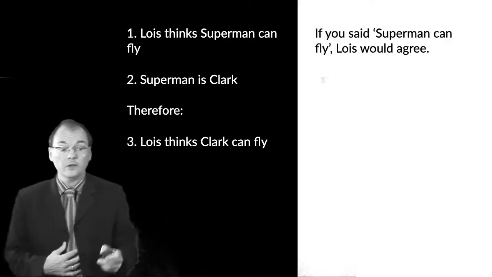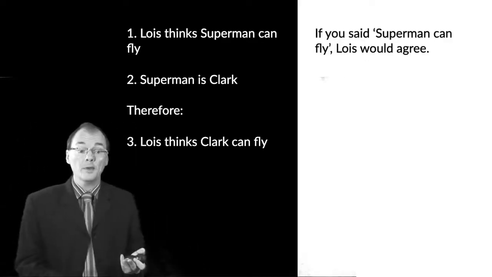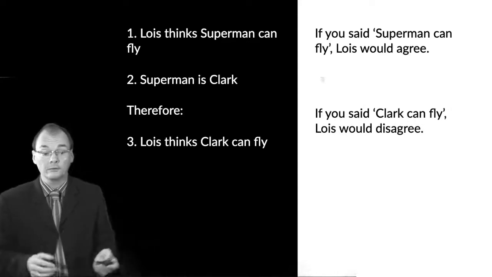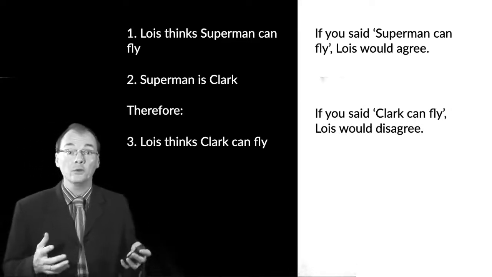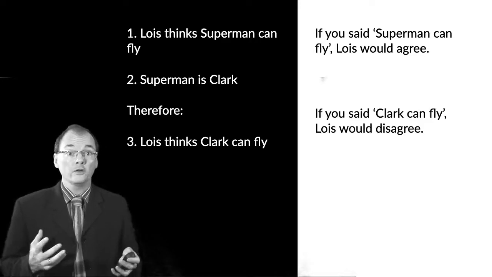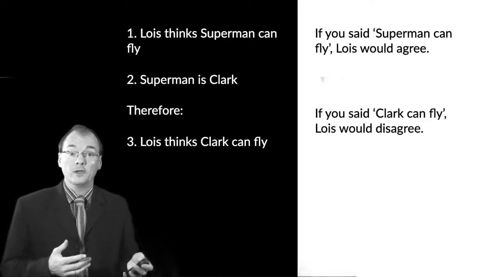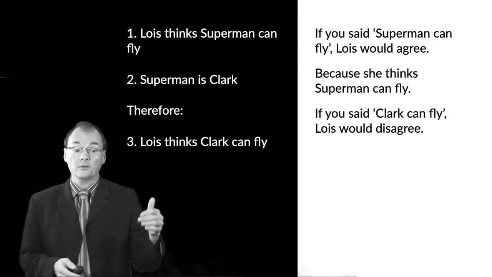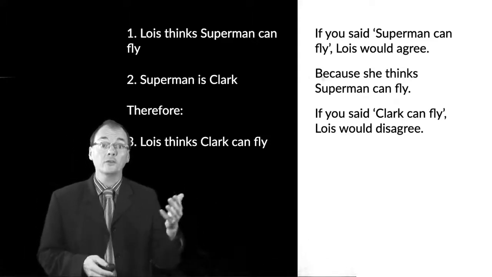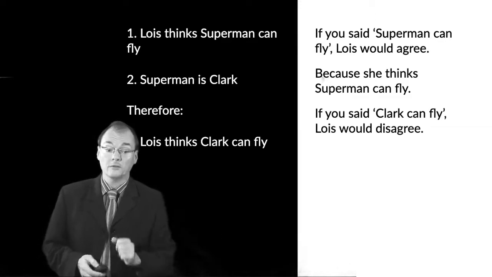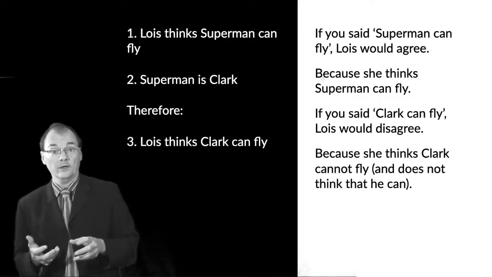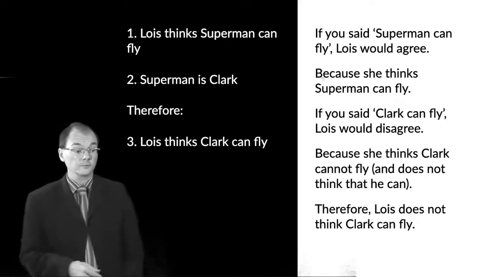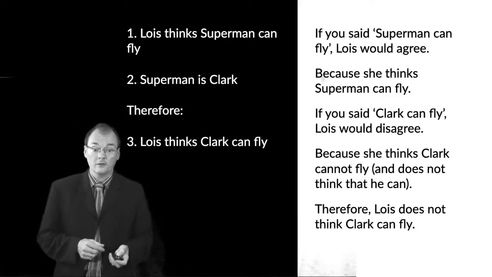But it seems that the argument can't be logically valid, because if you said Superman can fly, Lois would agree with you. Surely she would. She's seen him fly. But if you said Clark can fly, Lois would disagree with you. She would strongly deny that, I think. Or if she did believe you, she'd be incredibly surprised. I think the reason Lois would agree with you is that she thinks that Superman can fly. And the reason that she would disagree when you told her, look, Lois, Clark can fly, is that she thinks Clark cannot fly and doesn't think that he can fly. So if this is right, we have to conclude Lois doesn't think Clark can fly.